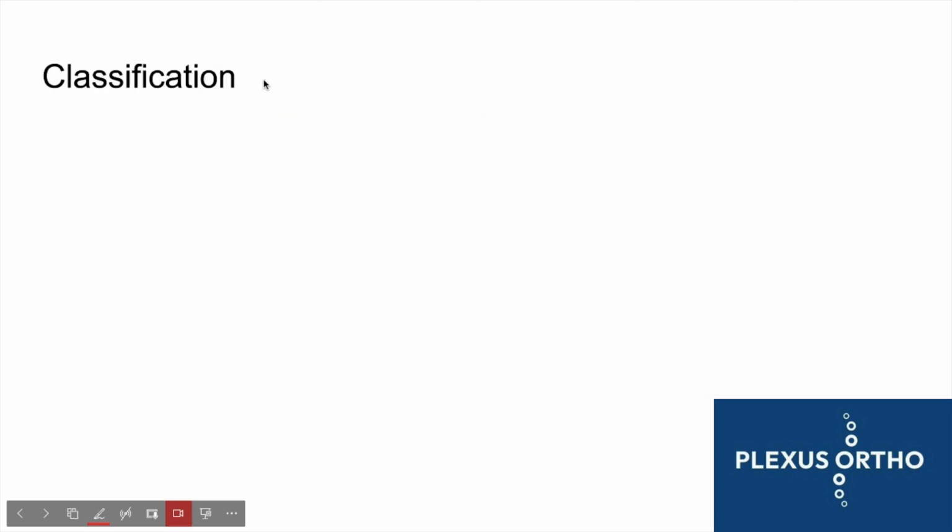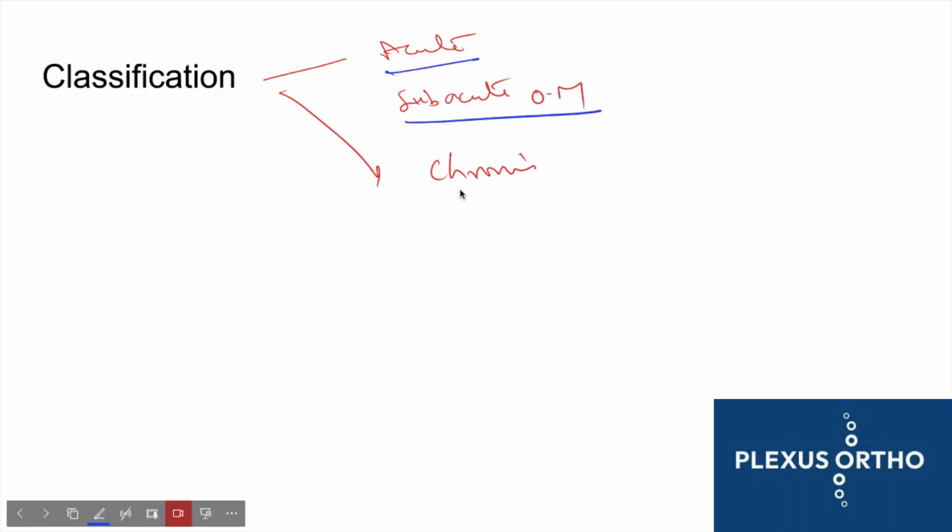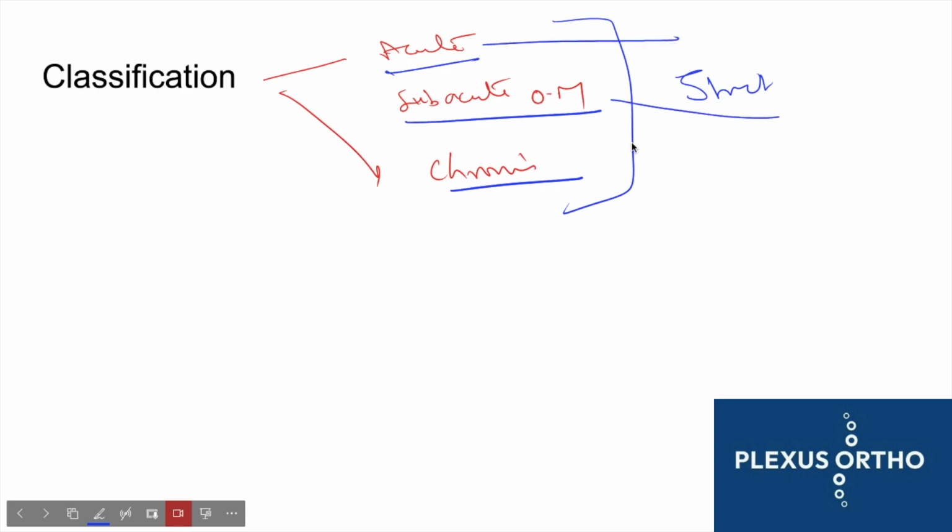So how do you classify osteomyelitis? We have already discussed acute osteomyelitis and chronic osteomyelitis. In between, we also have another term called subacute osteomyelitis. There is no strict timeline, right? But a few weeks we would call acute, a few weeks to a few months you can call subacute, and more than a few months you can call chronic osteomyelitis.